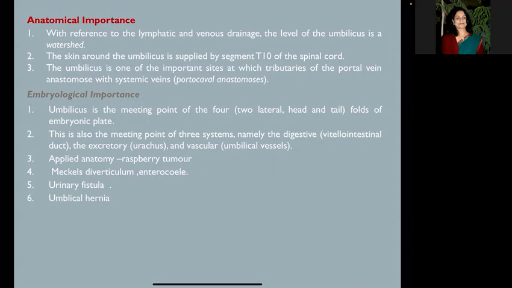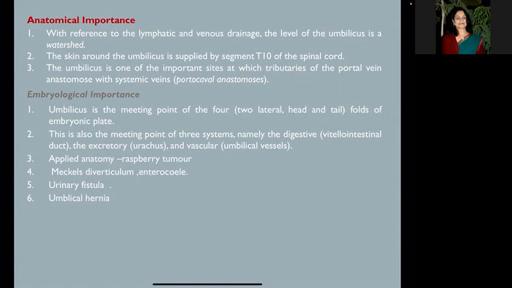It is also a meeting point of 3 systems, namely the digestive system, the excretory system, and the vascular system. That means the vitellointestinal tract, the excretory urachus, and the umbilical vessels pass through this during fetal life, and they are cicatrized or atrophied after birth.